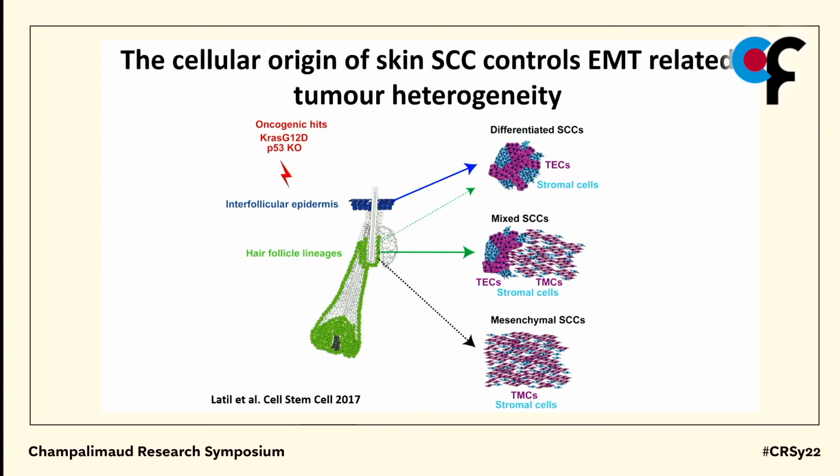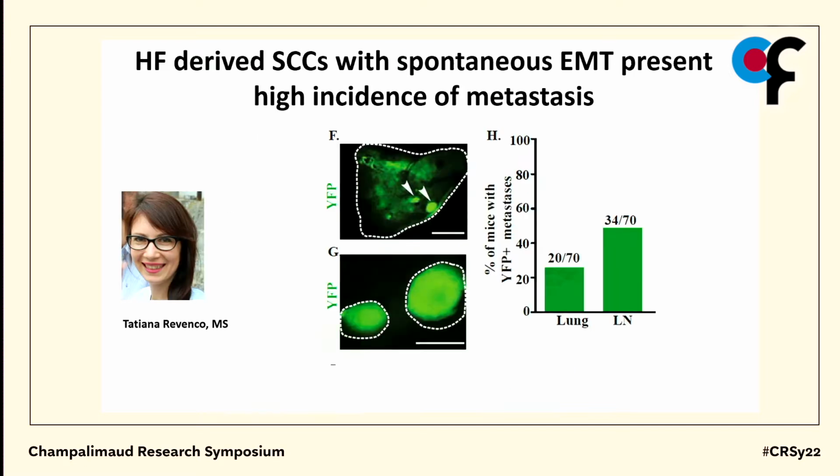So what I show you here is that tumor heterogeneity can be dictated by the cellular origin of cancer, which was a very important finding, I believe. That is due to the fact that the oncogene can co-opt the transcriptional and epigenetic machinery that are present in the cell of origin and rewire these cells into a distinct differentiation program, and the hair follicle will give rise to this EMT phenotype.